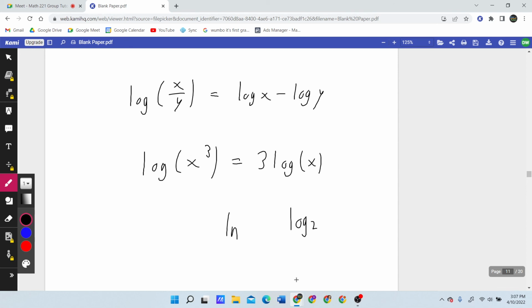These properties hold no matter what your base is, which is pretty cool. So now for the last few problems, we're going to just solve a few more equations, simplify, and then we'll call it quits there. I think that'll be a good use of our time.